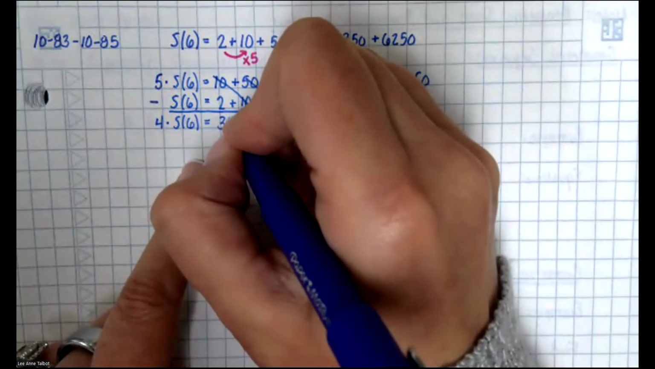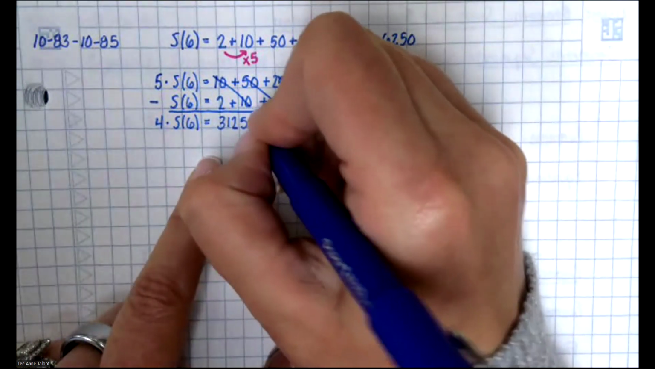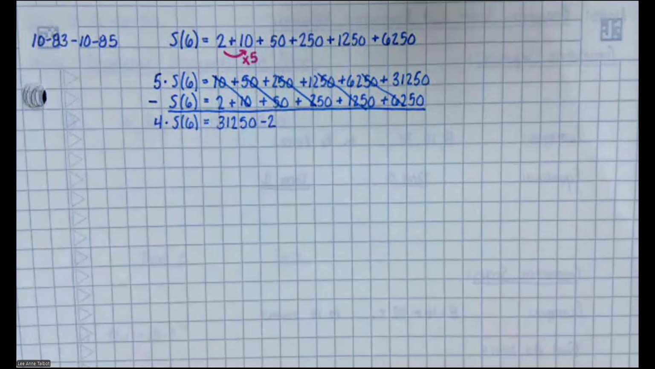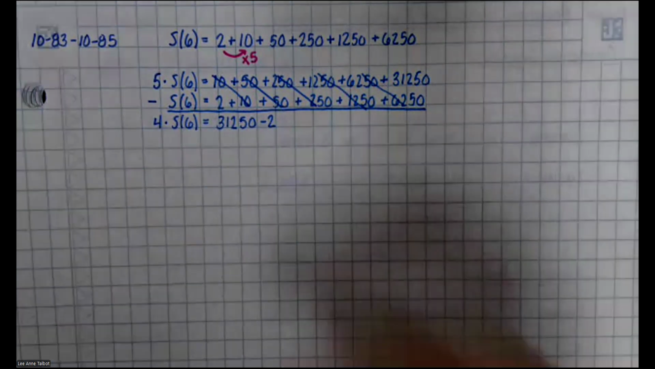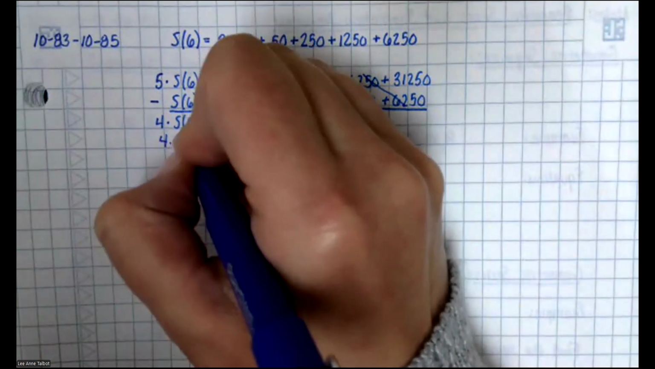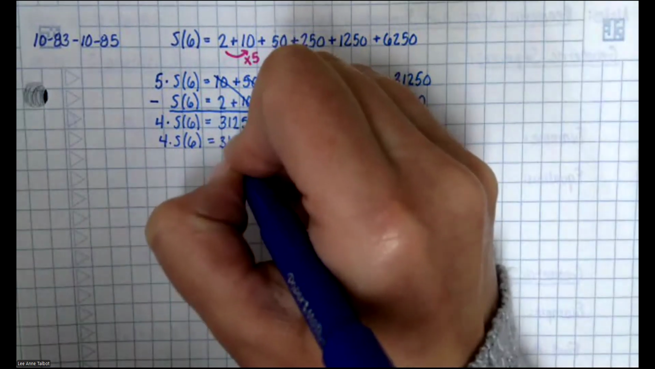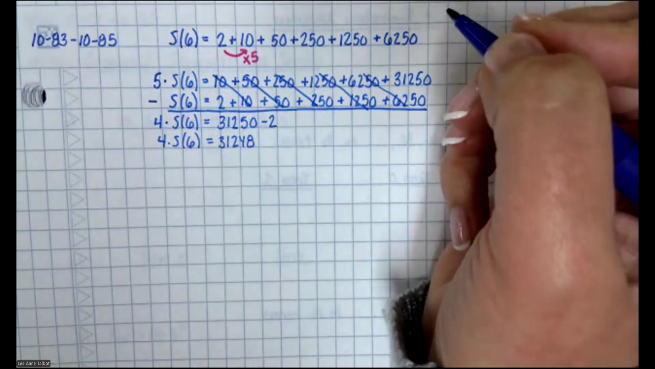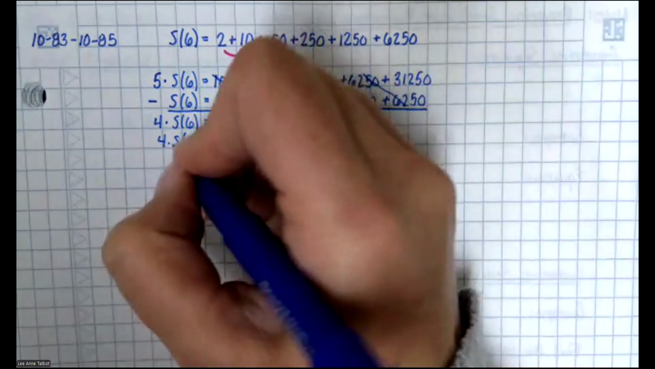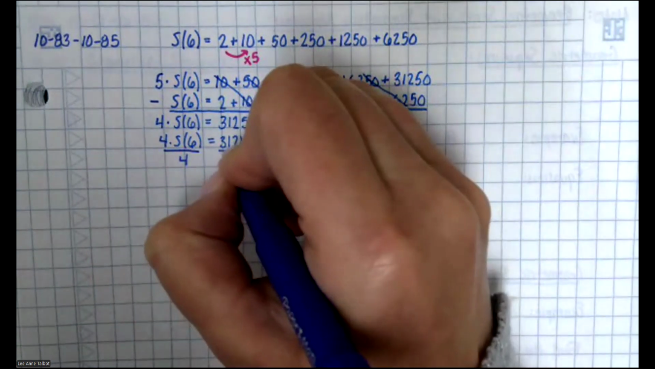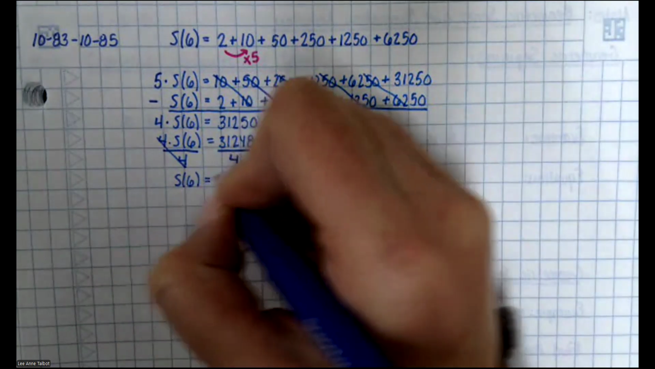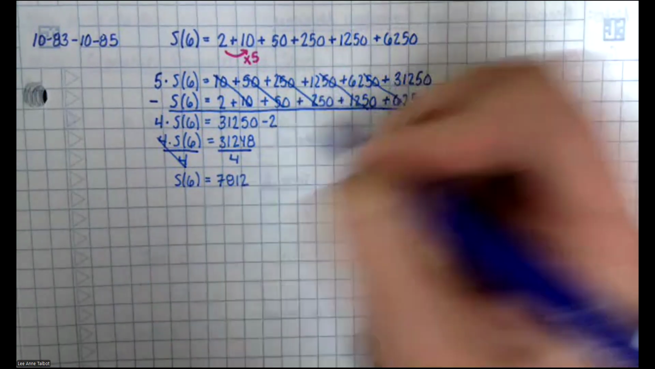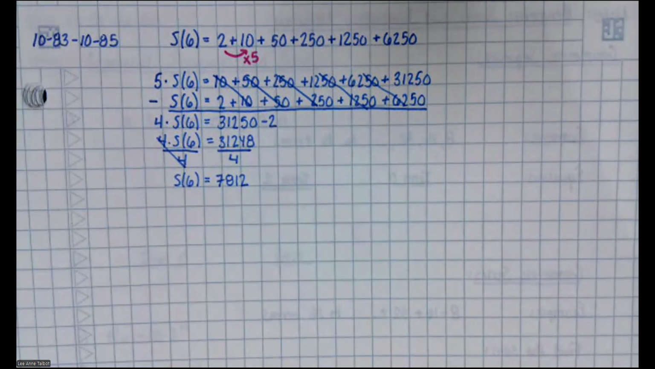So 31,250 minus 2. Okay, so the sum of those 6 numbers is 7,812.